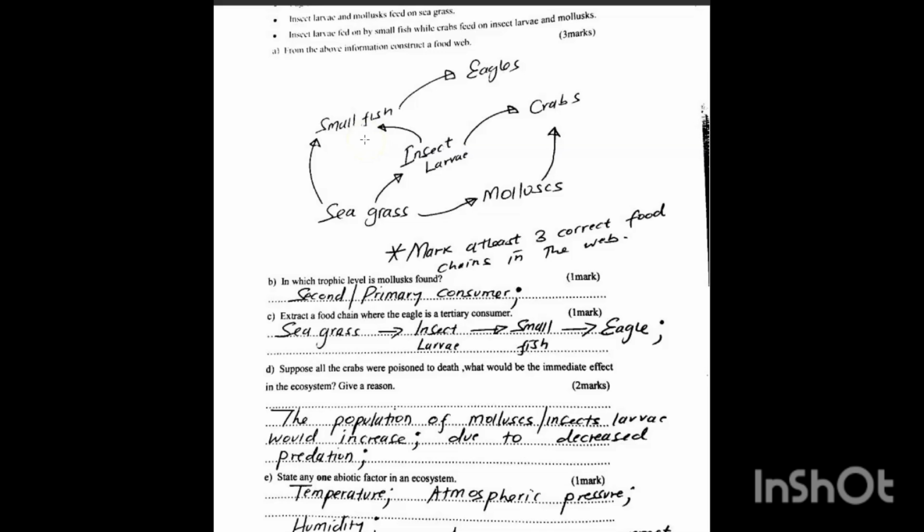So in which trophic level are mollusks found? Mollusks, you can see, here we have seagrass as the producer, so it is a primary consumer. Extract a food chain from that. You can give where an eagle is a tertiary consumer. So this is a good example. Seagrass eaten by insect larvae, eaten by small fish, eaten by eagle.